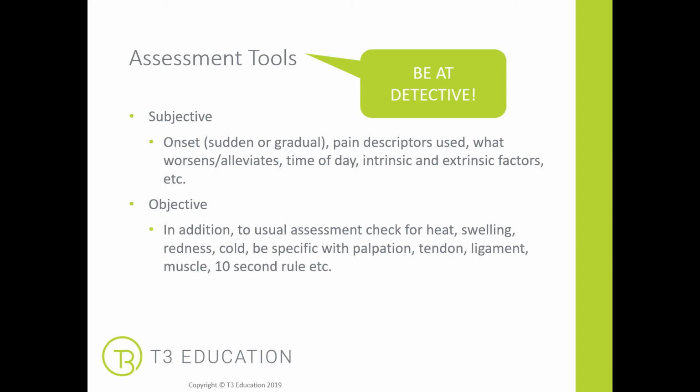Objective, all of our existing assessments still exist. But if someone presents to you with an injury and you're unclear as to whether or not you're able to treat them, what stage of healing they're at, we're going to give you some additional tools today to help you add an additional objective assessment which will help you identify what stage of healing that client is in or whether or not they need to be referred. It's going to include visual assessments, so checking for heat, swelling, redness, cold, being more specific with our palpation. Are you palpating tendon, ligament, muscle, bone? Recapping all of those tools and adding to them.